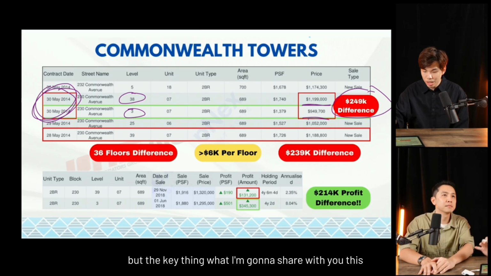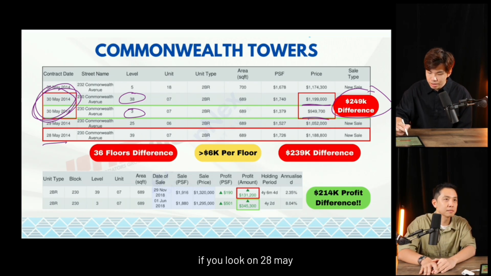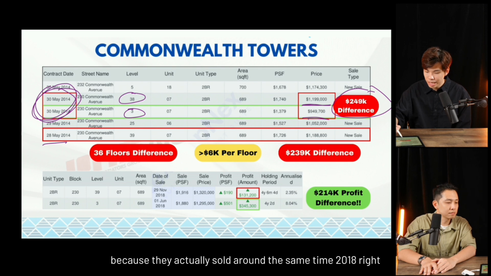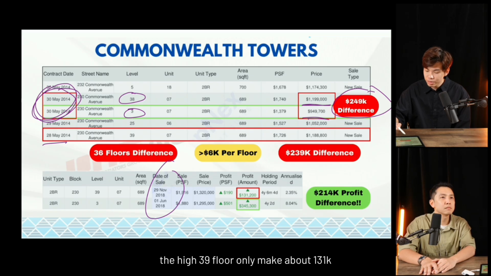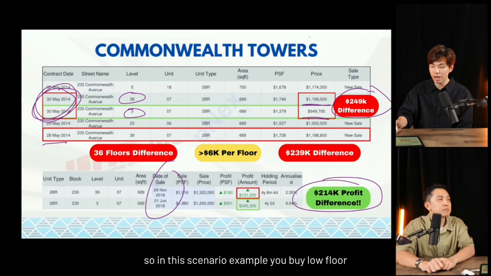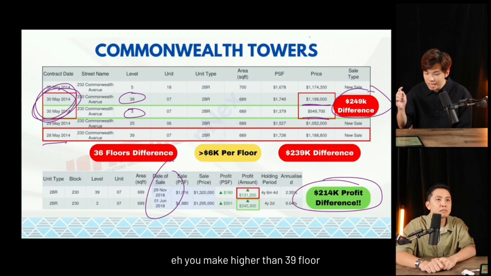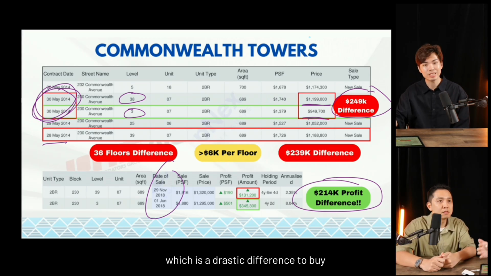But the key thing, why am I sharing this with you? If you look at 28 May, we use this example because they actually sold around the same time, in 2018. You see the 3rd floor actually made about 345. The high 39th floor only made about 131, which is actually a 200k difference. So in this example, you buy low floor, you make more than the 39th floor, with a drastic difference.